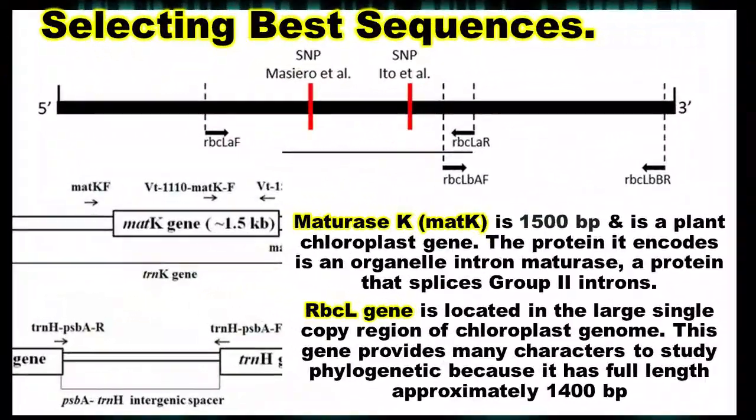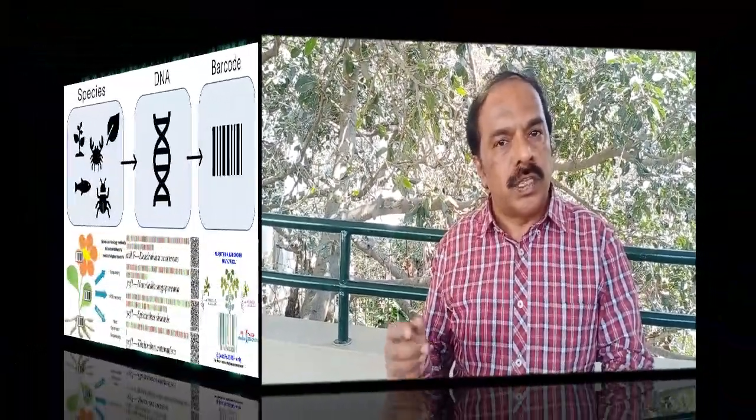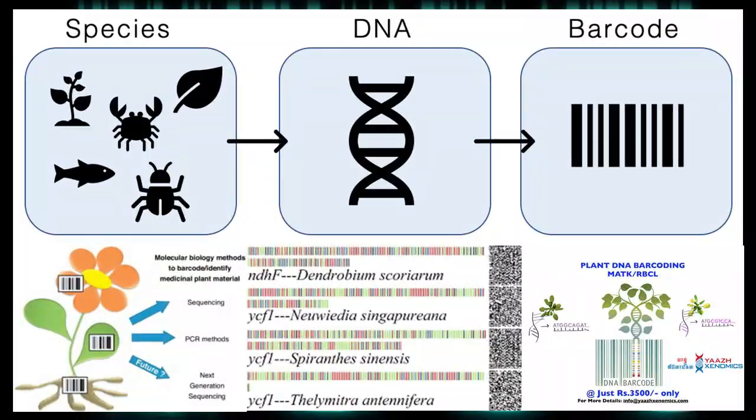For example, plants are identified based on two small genes that are there in the chloroplast genome. Only based on small sections of DNA of about 400 to 800 bases present in the chloroplast genome, a plant species can be identified. And this gene sequence is barcoded, and this barcode is used in the future to identify a species.